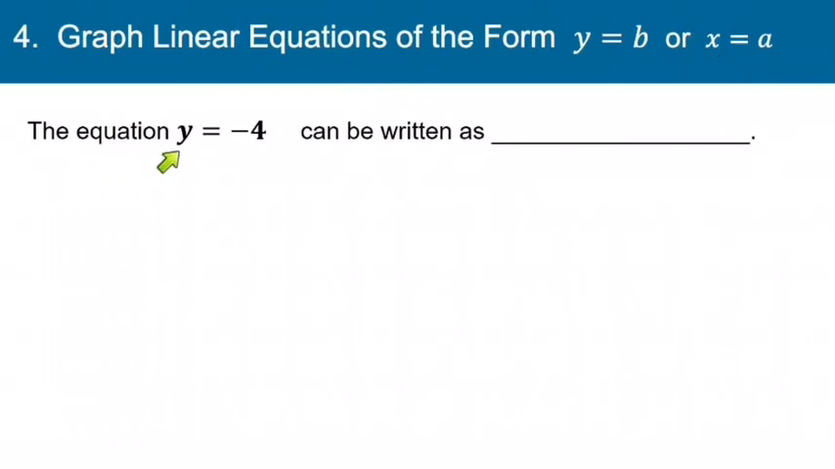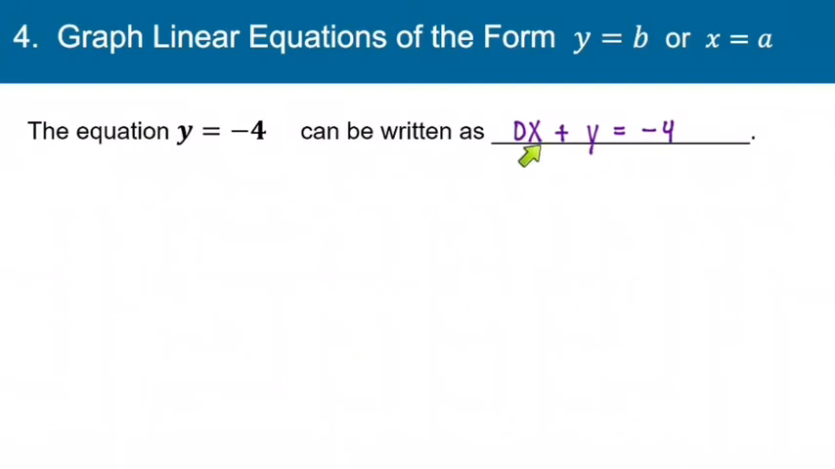So take a look at the equation y equals -4. If we try to put this in standard form, remember standard form means we have an x term and a y term on the left, and we have a constant term on the right. Well, we don't have an x term showing here, so that means the coefficient of the x term is 0. So this could be written as 0x plus y equals -4.